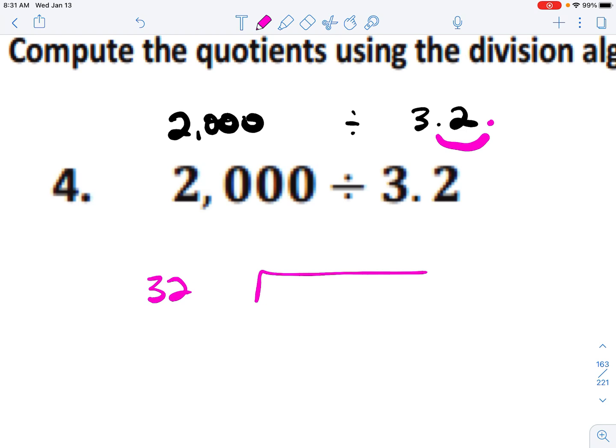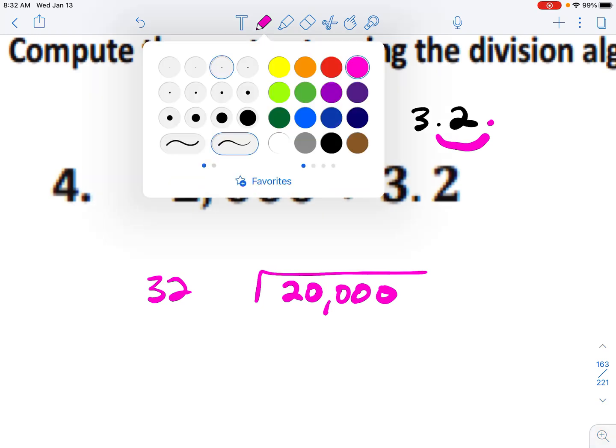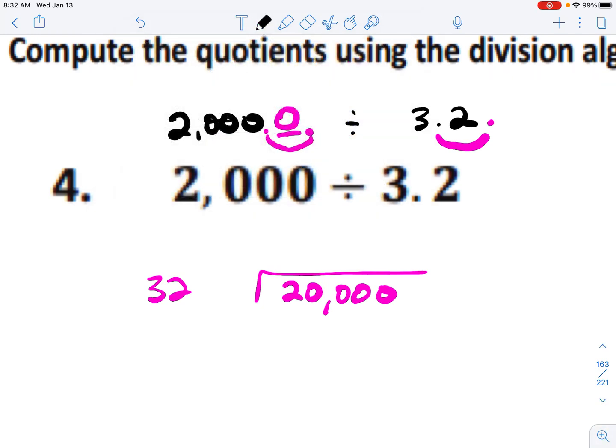Okay, so every number has an imaginary decimal. Every whole number has an imaginary decimal at the end. So just think of it being at the end, and we're going to move it one place to the right. Okay, there's an empty space there, so we have to add a 0. So now 2,000 turns into 20,000. 3 and 2 tenths turns into 32, and we can complete our division problem.